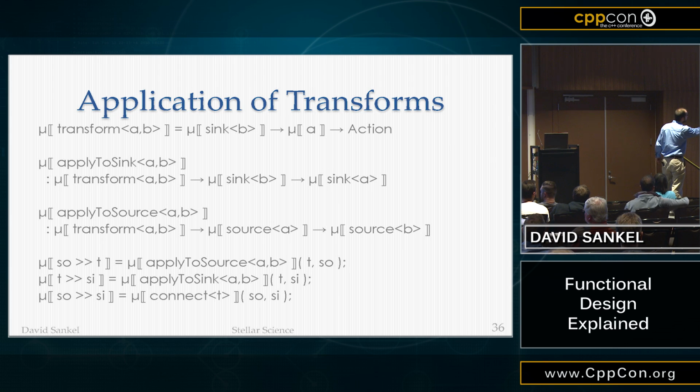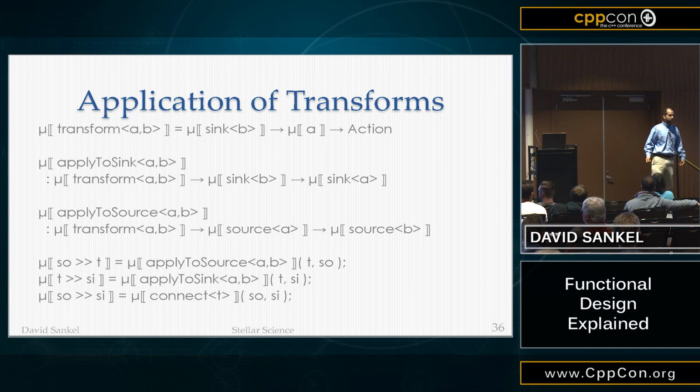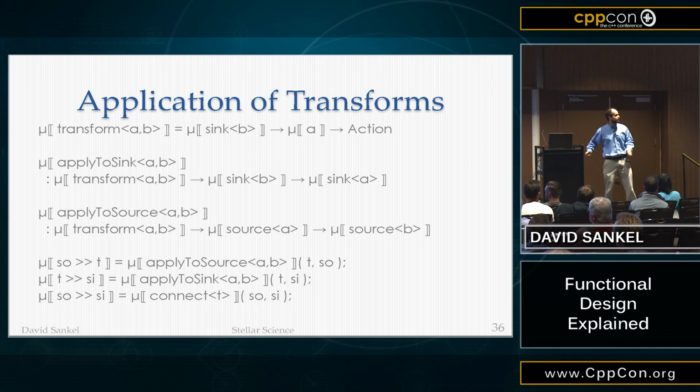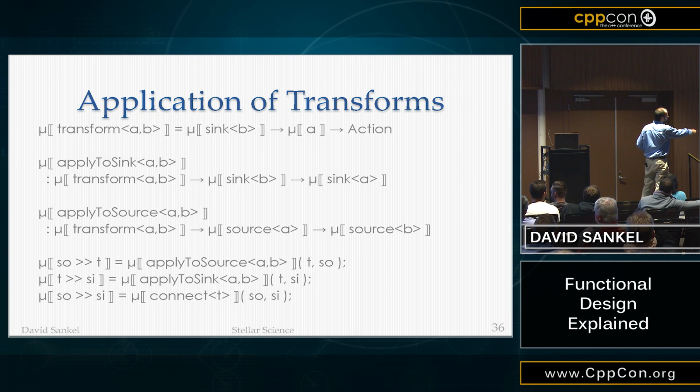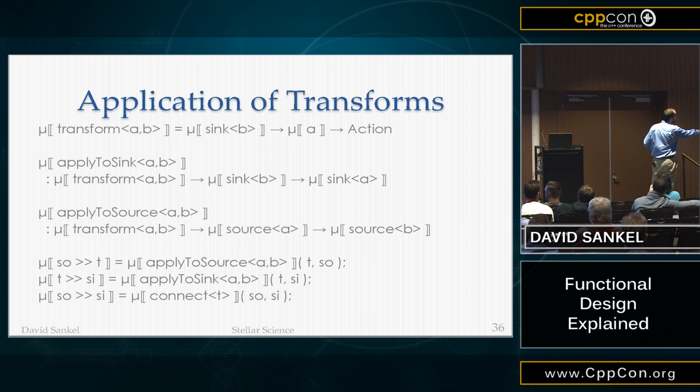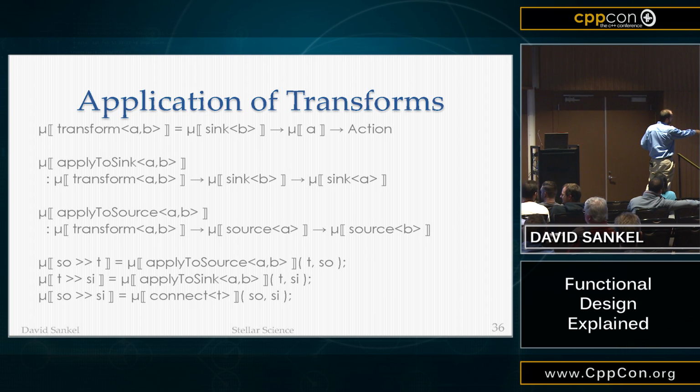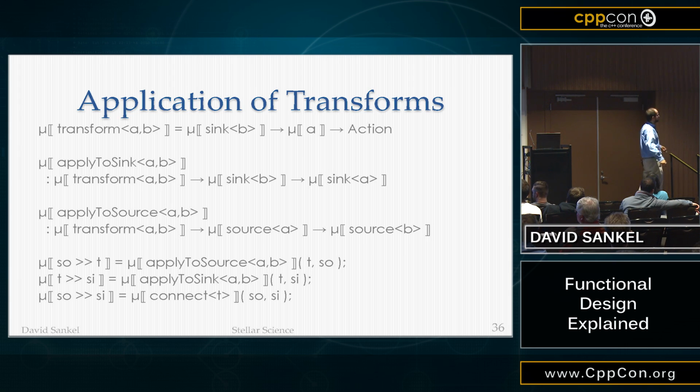So we can apply this transform to a source. Now we're introducing some extra syntax here, just because we like to do operator overloading in C++. And we're saying that if you have a source and a transform, this syntax, source, right shift, transform, the meaning of that is the same thing as the meaning of applying that transform to that source. And taking the transform and right shift to the sink, that's just applying the transform to the sink. And if we have a source and a sink, and we're using the right shift operator, we're just connecting the source to the sink.